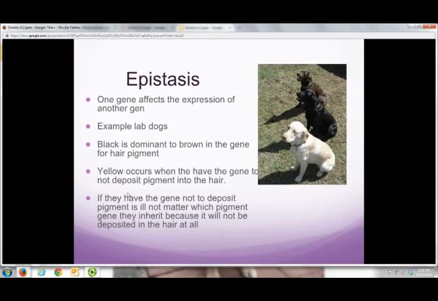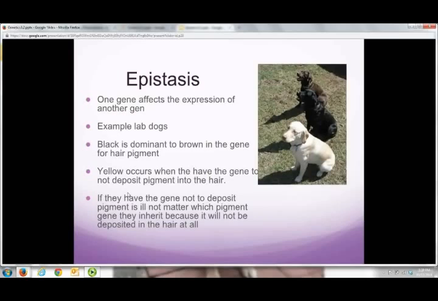With epistasis, one gene affects the expression of another gene. An example is in Labrador dogs. The black color is dominant to the brown gene for hair pigment. However, we do see yellow variations of these dogs. Yellow occurs when they have the gene that tells them not to deposit the pigment into the hair.